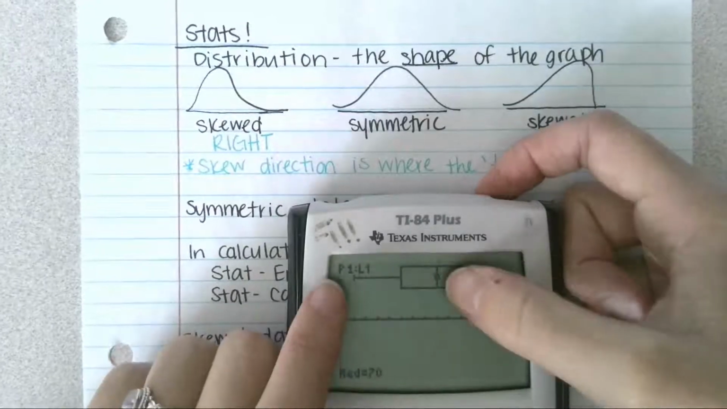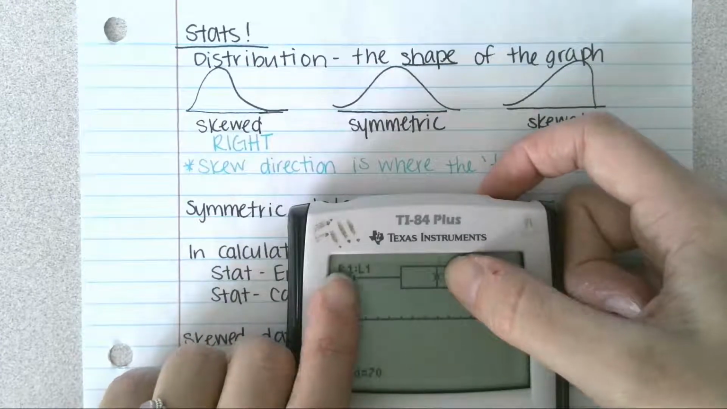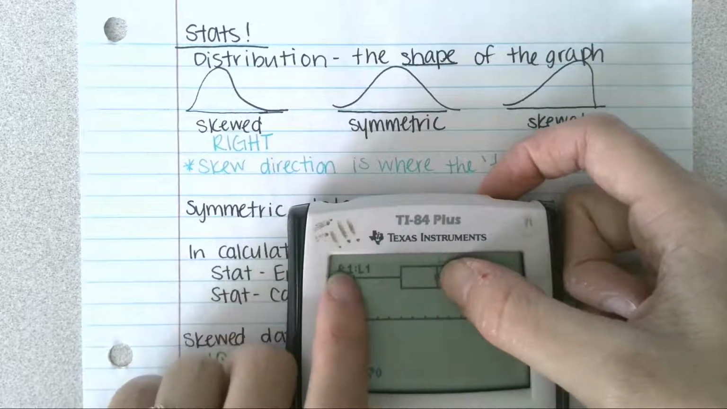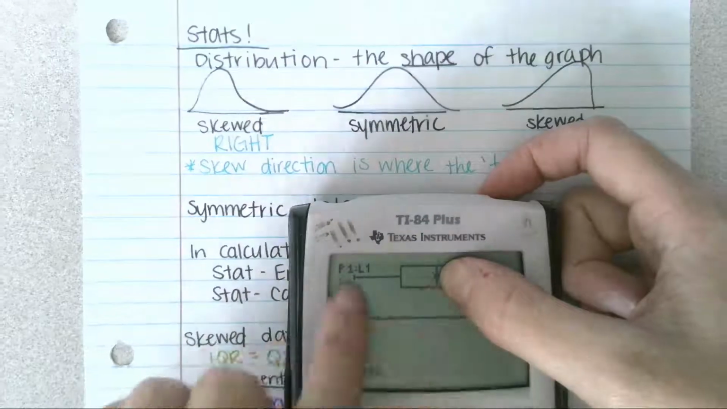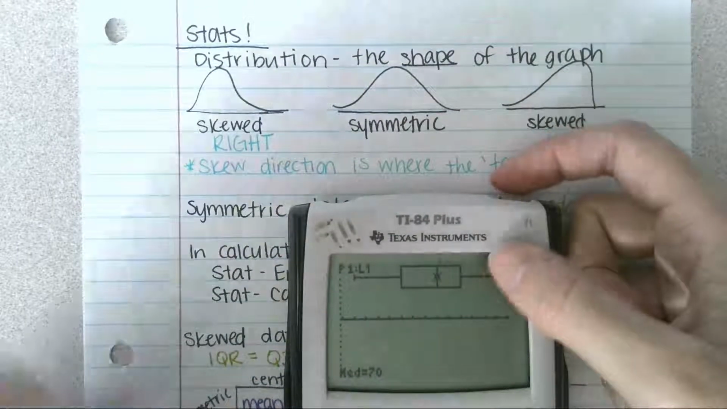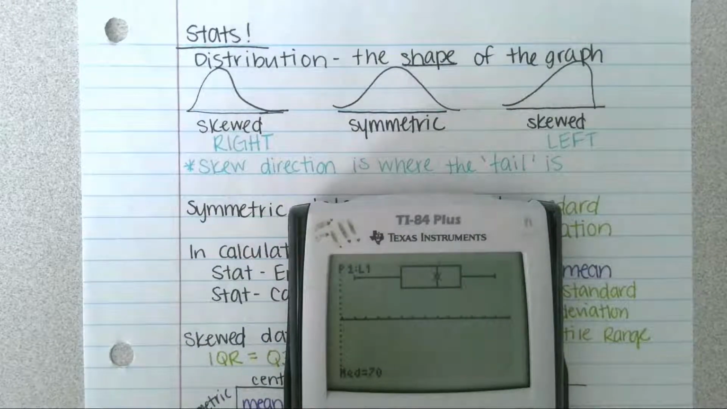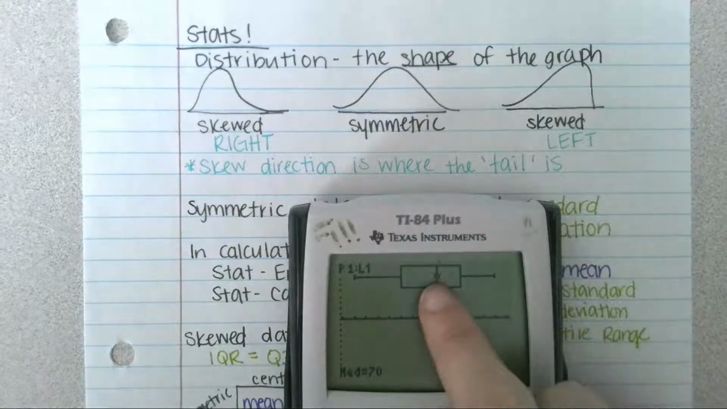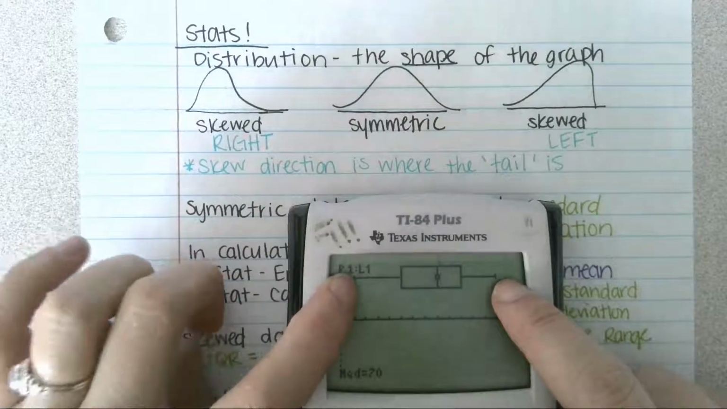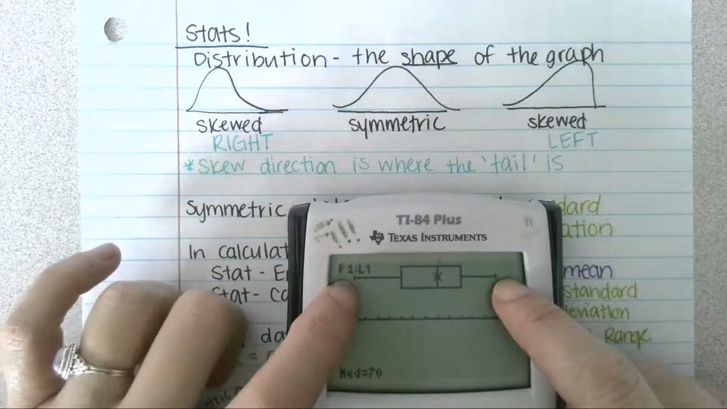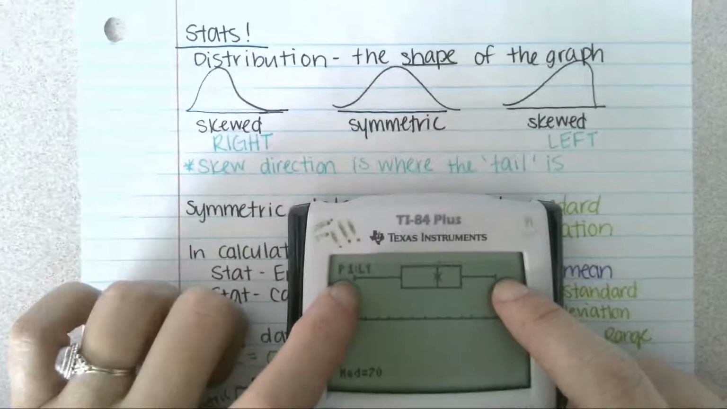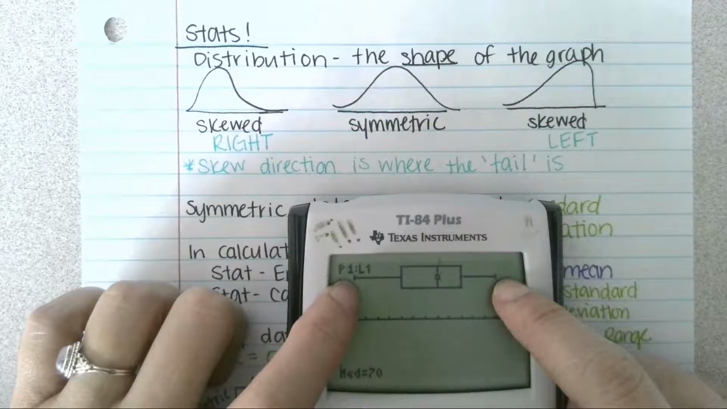So that's how you can tell skew and direction: from the median to the left is the longer distance, therefore it is skewed to the left. That's where our tail would be. So you are just looking from the median to the ends of your whiskers, and whichever one is longer, that's your skew direction. If it's in the middle or really close to the middle, that's how it would be symmetric.